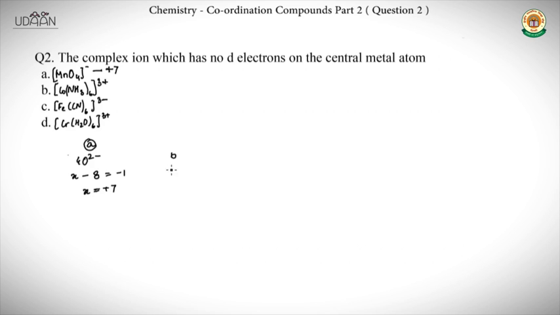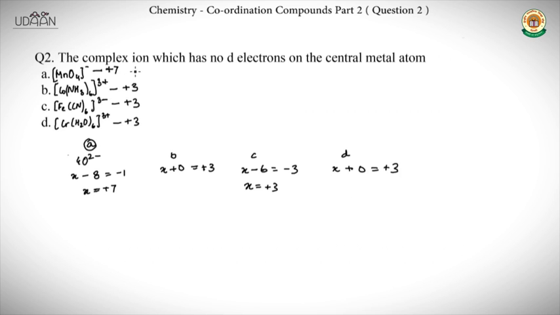For the second case, we'll have to check again the same way. x plus 0 is equal to +3. Right. So we know that x is +3 in this case. The charge on the metal atom is +3. Okay. For the third case, again we'll follow the same procedure. In this case, we know CN is negatively charged, CN minus. So x minus 6 is equal to -3. So x is equal to +3. And similarly for the D option, let Cr be x again. So x plus 0 is equal to +3. So we know that this is also +3.